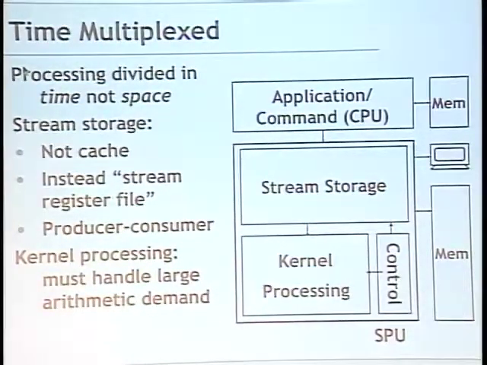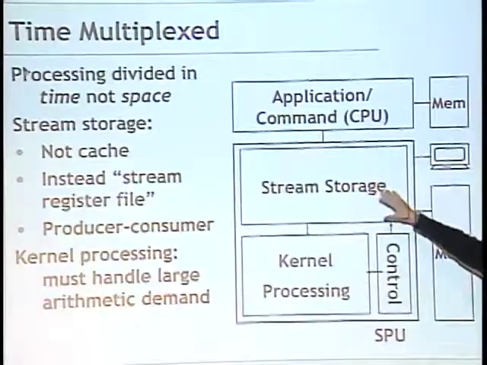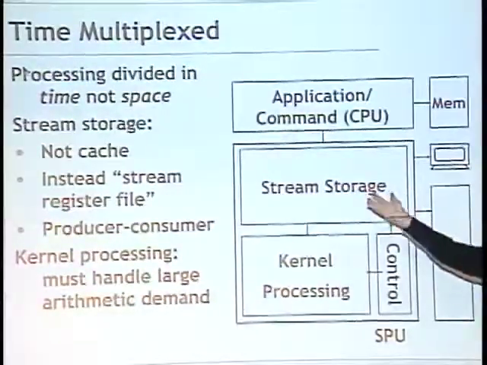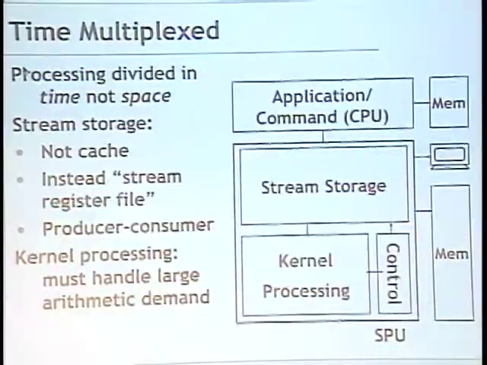So what we don't want so much is a cache. Instead, we're going to create some sort of structure that's going to capture producer-consumer locality. And that's what we have, the stream register file, something to store temporary streams. That's what makes some sense there. So if you're going to build a processor that's optimized for throughput, but you're going to do it in a time-multiplexed manner, this is kind of what it's going to look like.